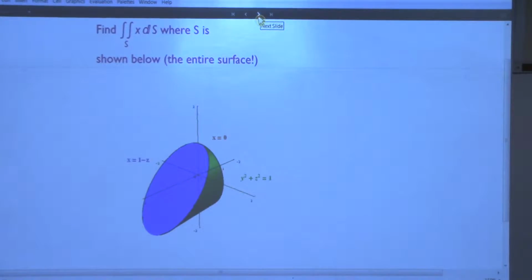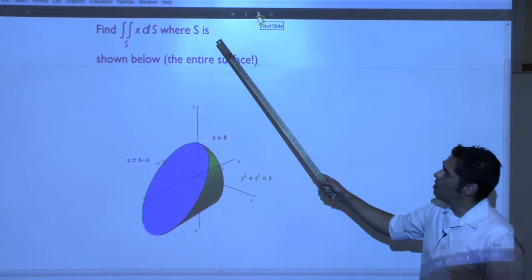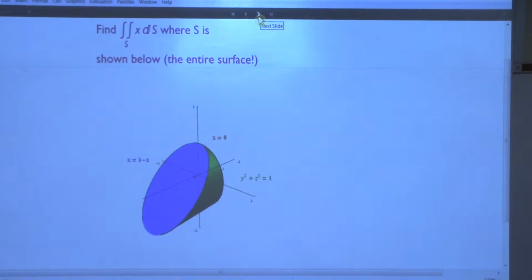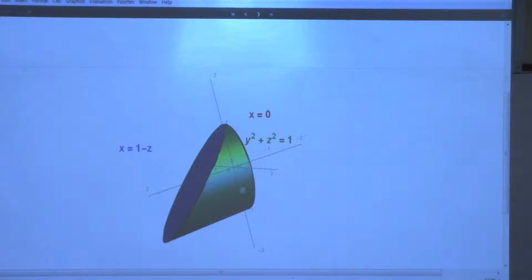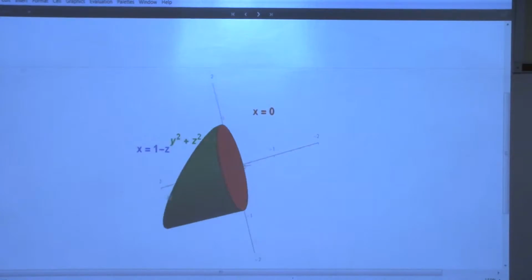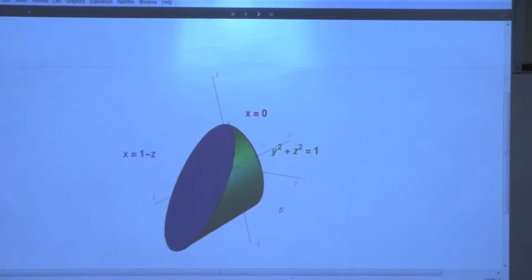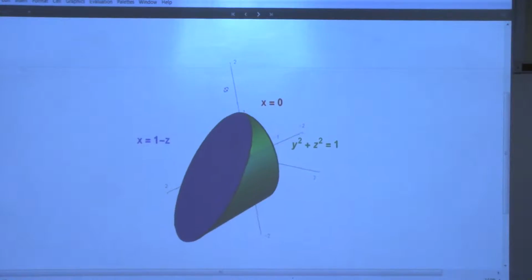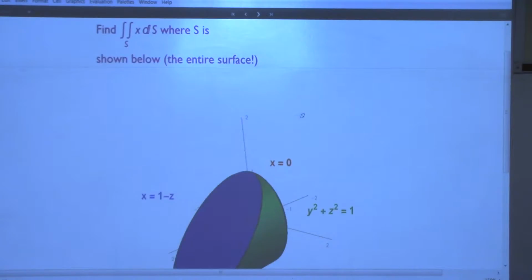Find the surface integral over the surface S of x with respect to the surface area, where S is the surface shown below. Okay, this is tied into why I gave you that handout and why we took some time on it, right? That's really big.